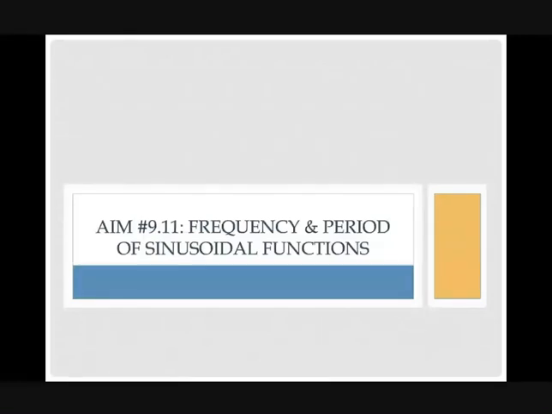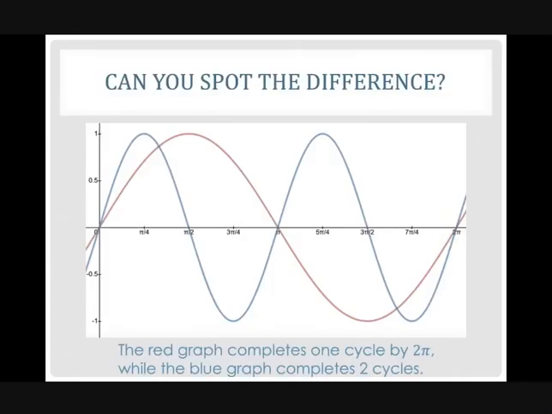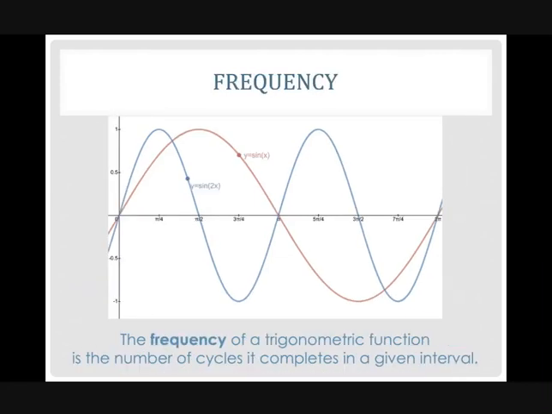Our aim today is 9.11, frequency and period of sinusoidal functions. So, can you spot the difference? The red graph completes one cycle by 2 pi, while the blue graph completes 2 cycles in that same time period. This is known as the frequency.